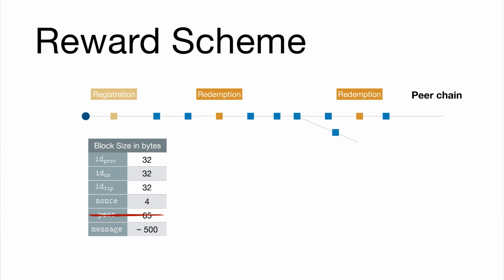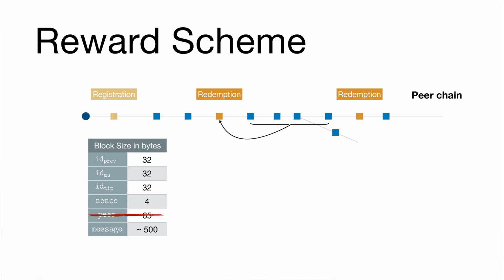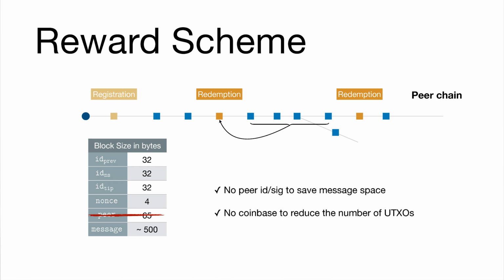What the redemption block does is very simple. The redemption block will collect all the rewards since last redemption and put the rewards all together in the address that's specified in the previous redemption block. As simple as that. And how are we going to recognize the peer chain? Yes, you can fork that chain, but we're only going to recognize the peer chain by the redemption blocks.